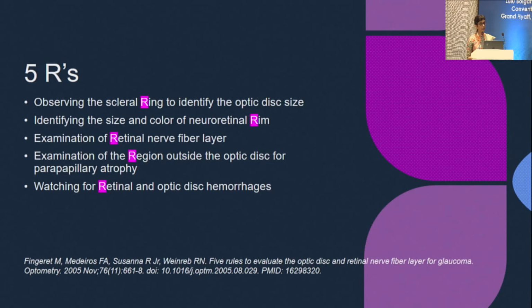Both of my previous speakers have elaborated on how examination of the disc can be confusing in certain conditions or situations, which are both pathological and non-pathological. And they have also highlighted how examination of the disc, especially the identification of the 5 R's, is important: the identification of the scleral rim, the neuroretinal rim, and the size and color, examination of the retinal nerve fiber layer, and examination of the peripapillary area, and also for optic disc hemorrhages.